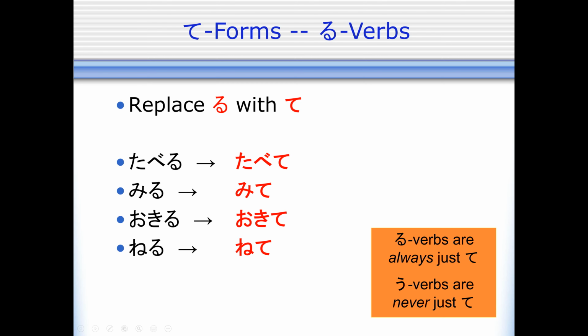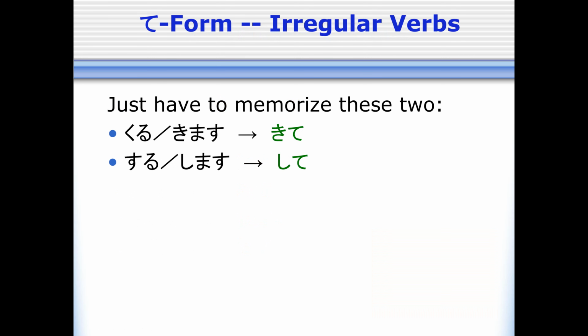So if it ends in a do verb, it's always just going to be te. If it's an u verb, the te form ending will never just be te. It's always something else together. So we'll talk about the u verbs in a minute. First, let's look at the irregular verbs.